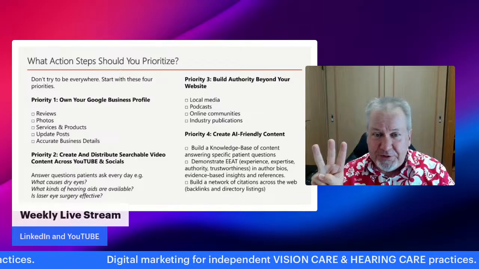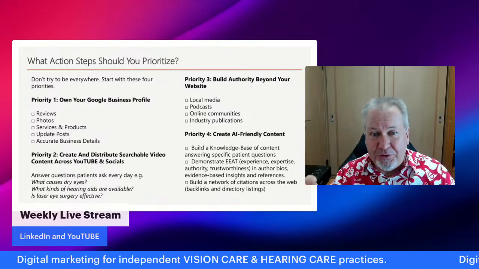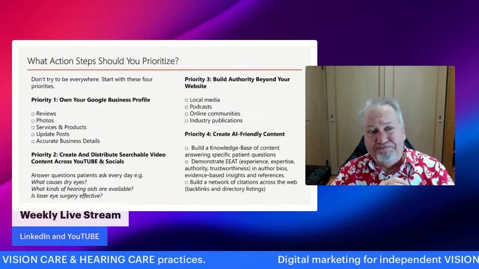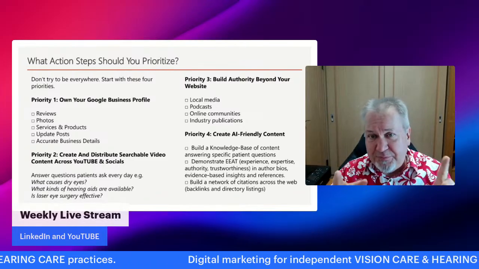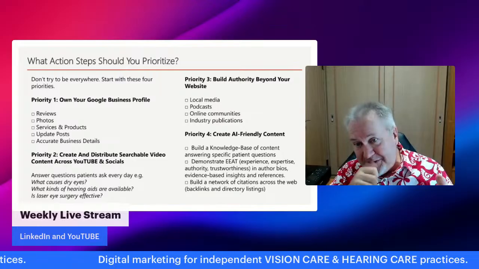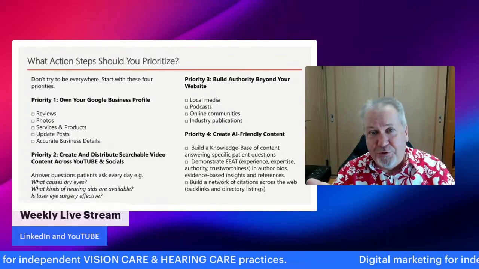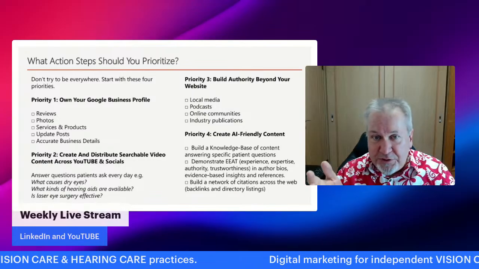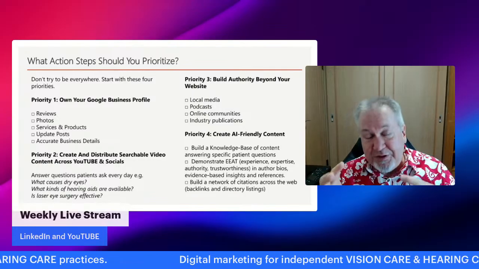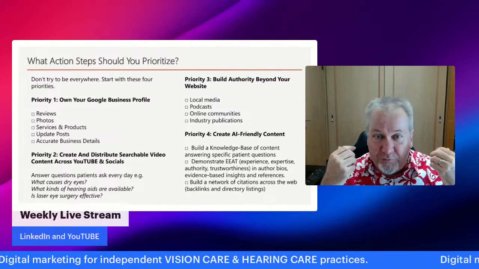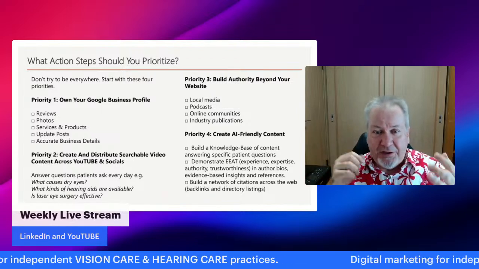Priority number three is build authority beyond your website. I talked about local media. Sponsorships is another thing that you can be doing, sponsoring local organizations and getting exposure with your local football club, your local cricket club, your local hockey club, all that sort of thing. These places have their own websites. They'll give brand mentions for you.